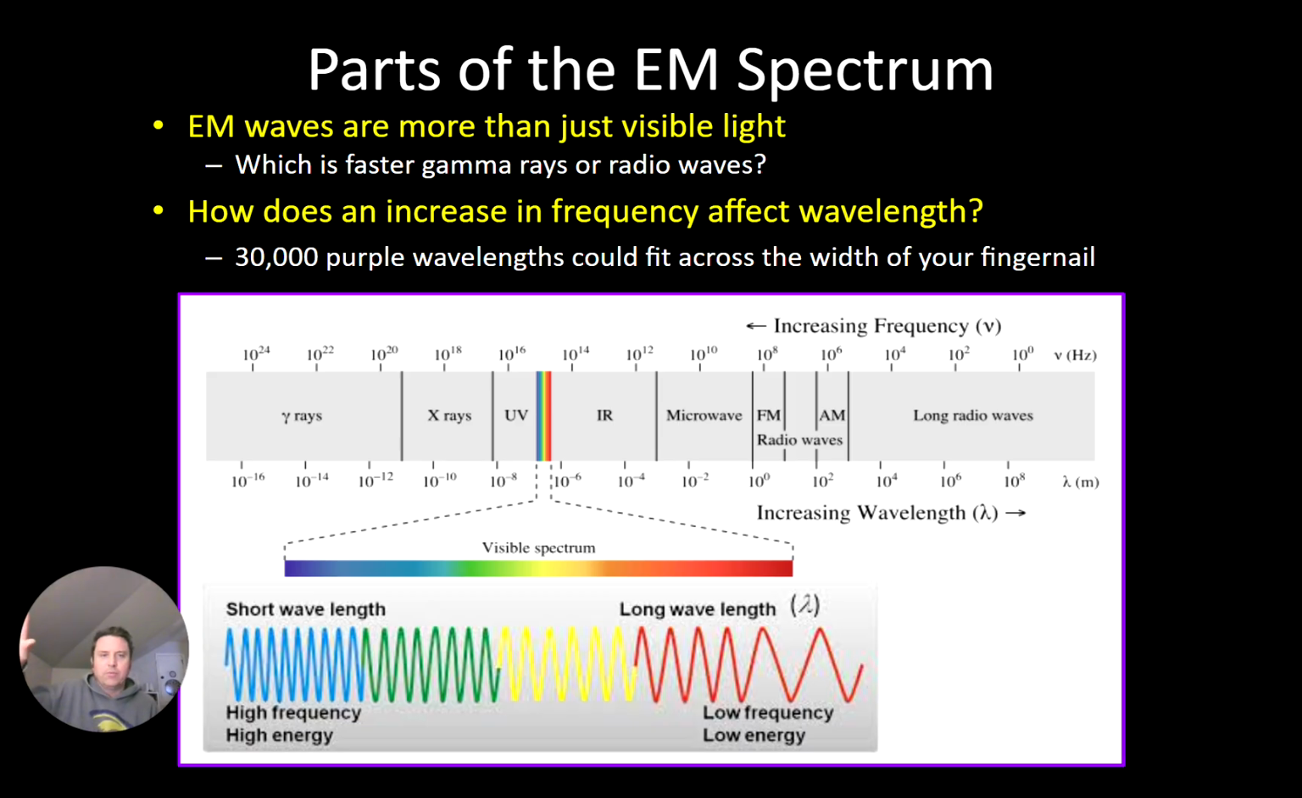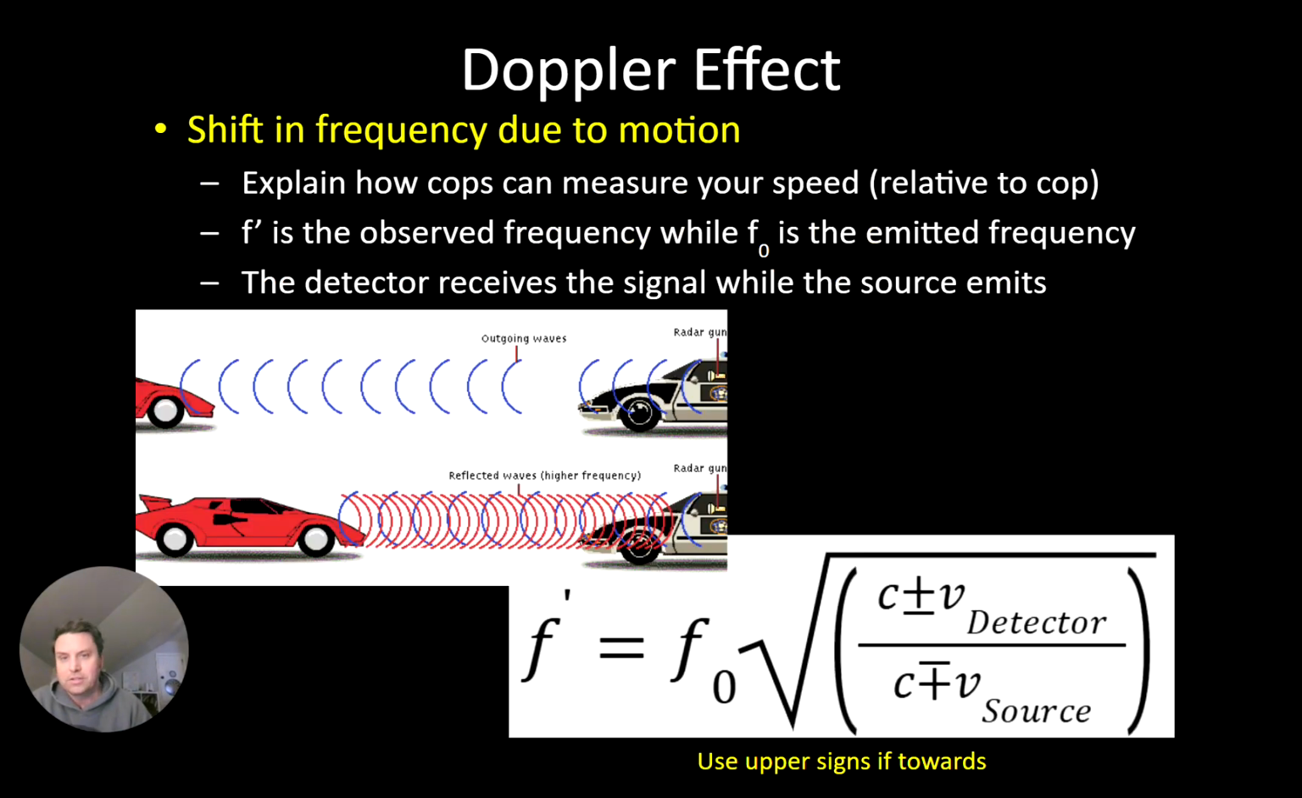You've got these high energy gamma rays and these low energy radio waves. They go at the same speed, right? The speed of light. How does an increase in frequency affect the wavelength? I've said that a couple times. As the frequency goes up, the wavelength goes down. So as the frequency goes up for X-rays and gamma rays, they get smaller, and that's why they're more dangerous. They're more penetrating, and they can hurt us.